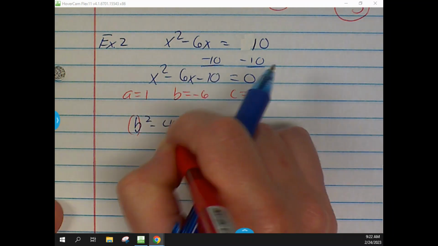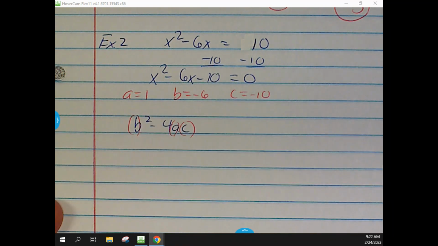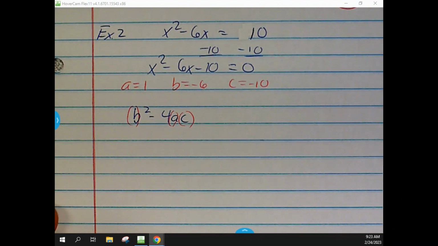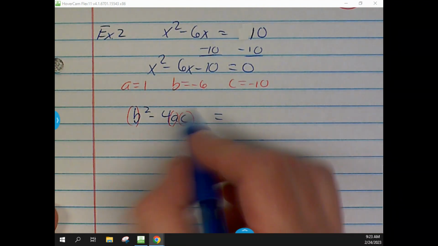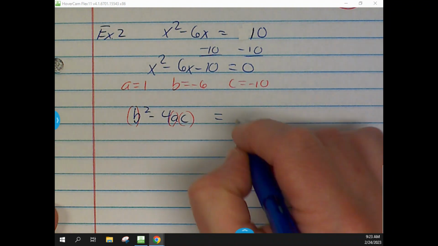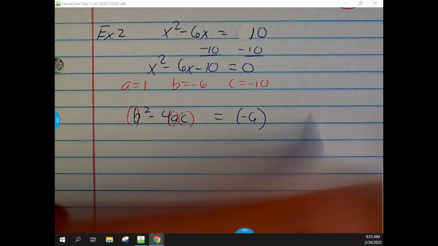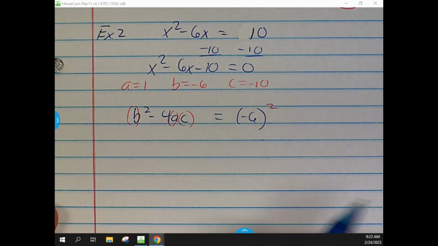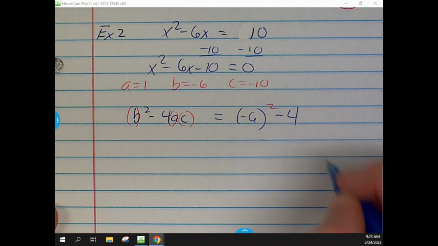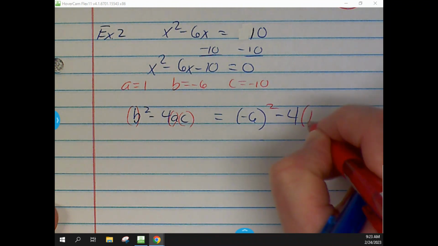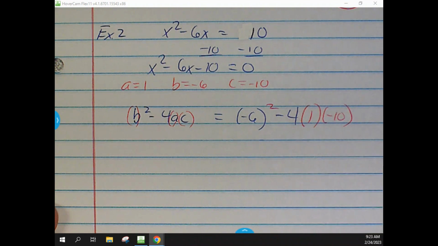Okay, and again, for the discriminant, it's B squared minus 4AC. And just to practice on this one a little bit, again, we're going to plug in the A, B, and C, but put them in parentheses. So it's negative 6 squared minus 4 times A, which is 1, and C is negative 10.